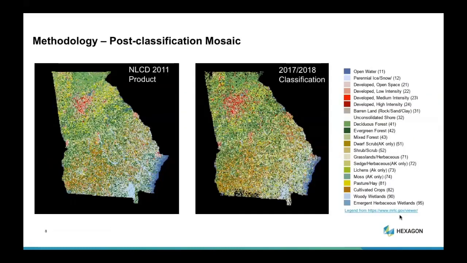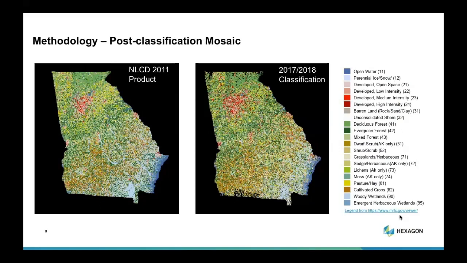And after all 13 scenes were classified, I mosaicked them together into a single output product for the state of Georgia for 2017 and 2018. So here you can see on the left is the NLCD 2011 product, so that's what we're basing our classification on. And on the right is the output image from 2017 and 2018.